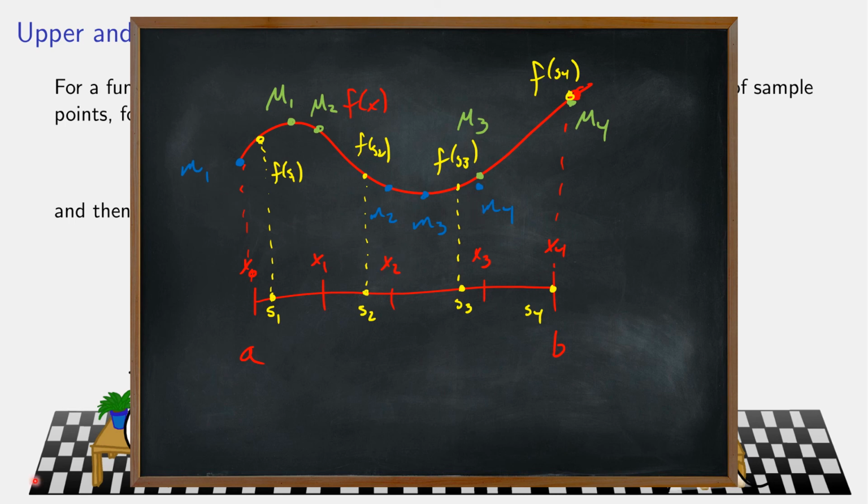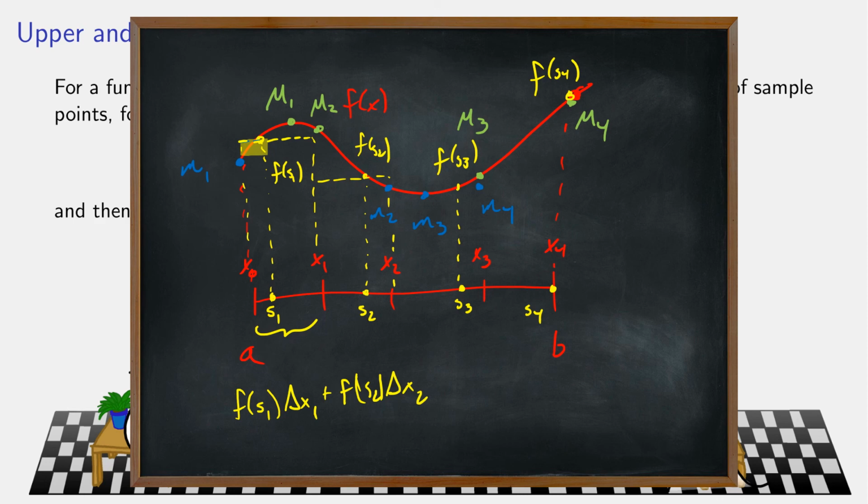Now, what do the different sums represent? If I were to draw a rectangle, let me draw it a little nicer. If I were to draw this rectangle, its height is f of s1 and its width is delta x1. So the area of that rectangle is f of s1 times delta x1. Now if I draw this rectangle, I get f of s2 times delta x2 and so forth.